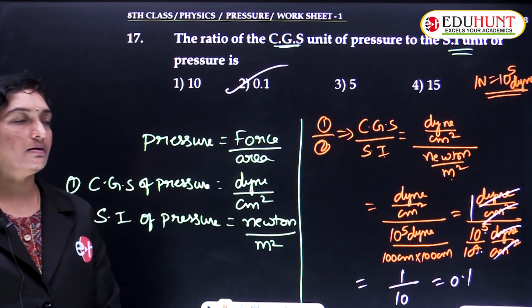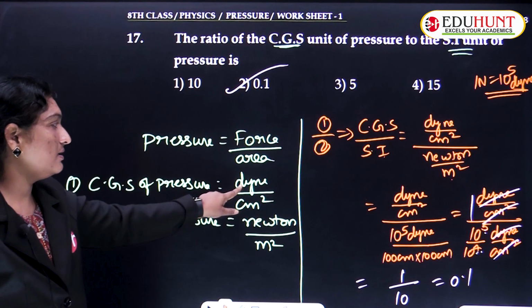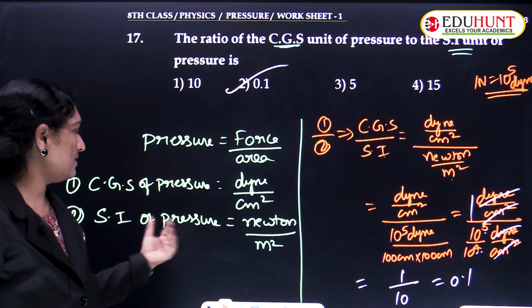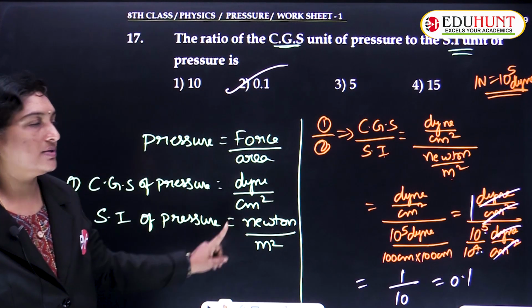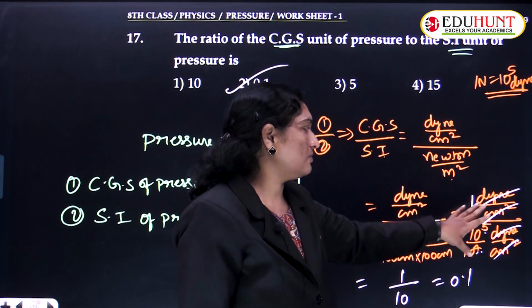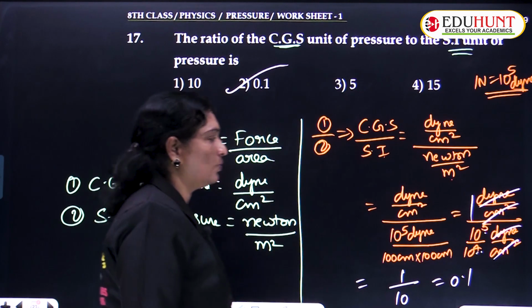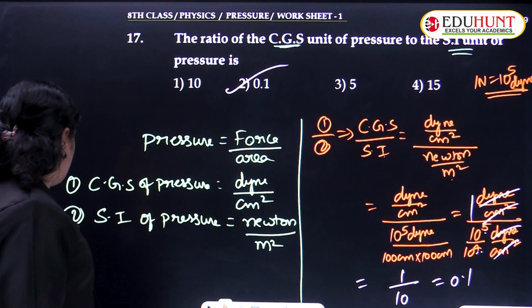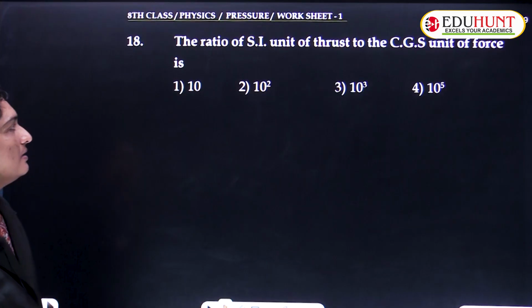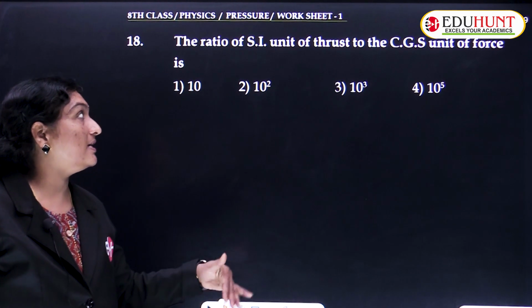I hope you understood. So first of all, find out the CGS unit of pressure and then later find the SI unit of pressure. Take the ratios, convert properly and divide the 2, you will be getting the value as 0.1. Okay. So now 18th question, the reverse of the ratio of SI unit of thrust to the CGS unit of force.